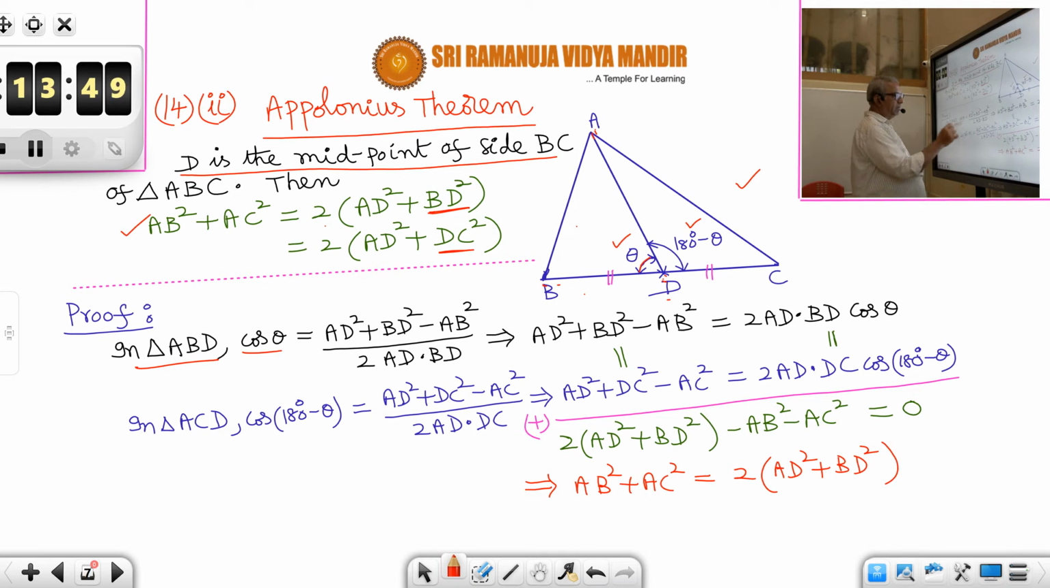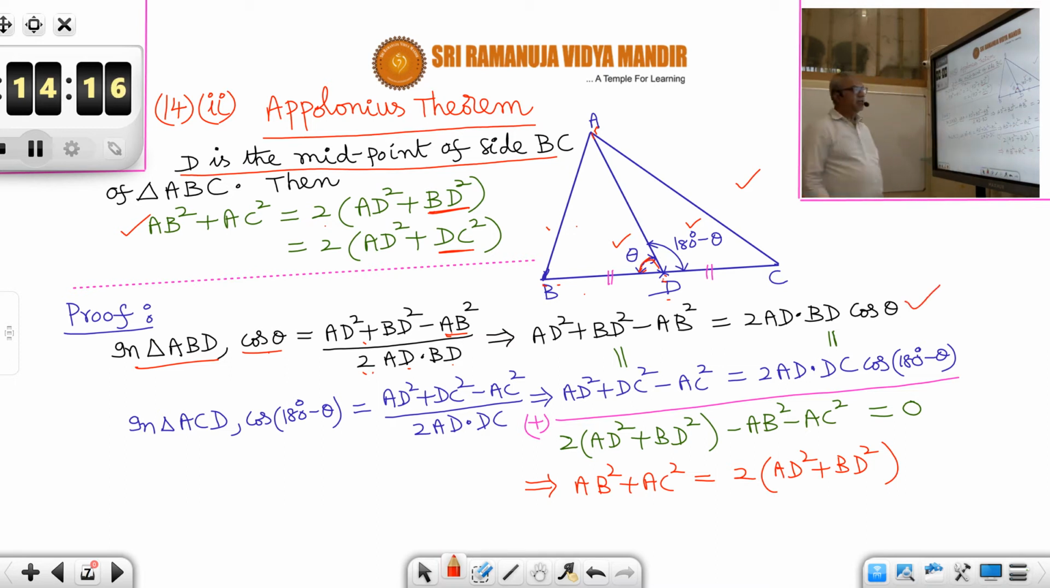According to the cosine rule, what is the value of cos theta? AD square plus BD square minus AB square. You will get theta opposite side, you will get minus sign. Okay, minus AB square by 2 into AD into BD. That is cosine rule. Now cross multiply. So AD square plus BD square minus AB square is equal to 2AD BD into cos theta.